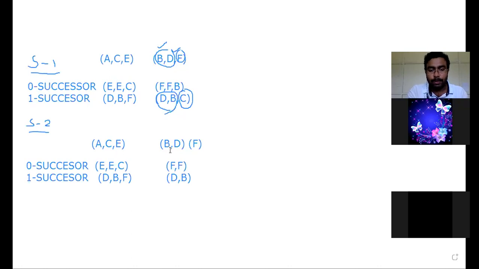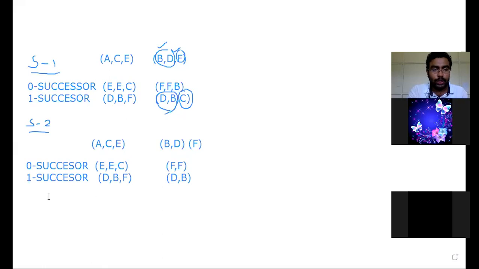Likewise, check with your B and D, students. Check the zeroth successor of B and D, F and F. Are F and F available in a single group or not? Same group, no problem. Check the one successor of B and D. What are they? D and B. Are they available in the same group or not? Same group, no problem, students. So there is no partitioning in B and D, since the zeroth successor and one successor are available in the same group.